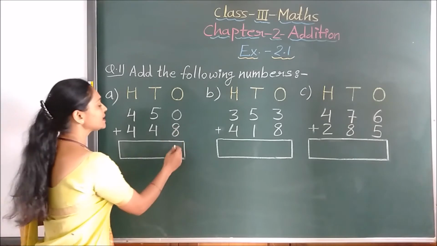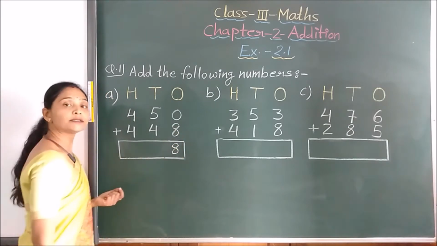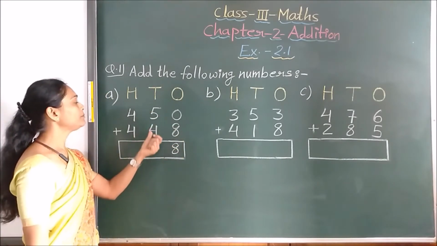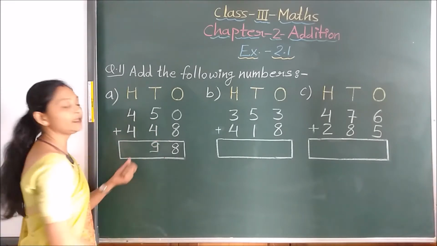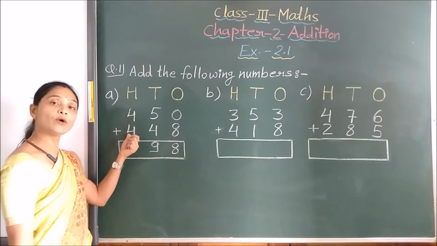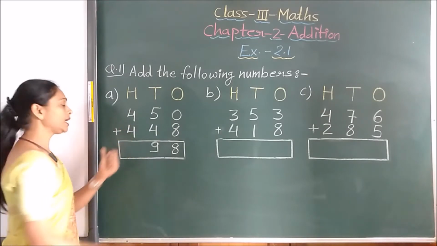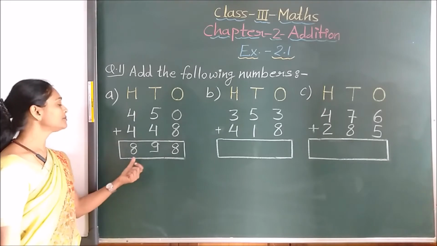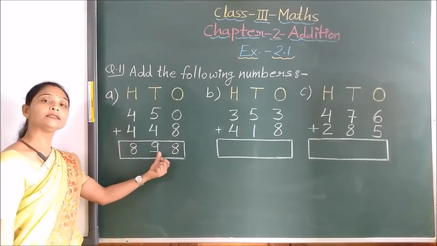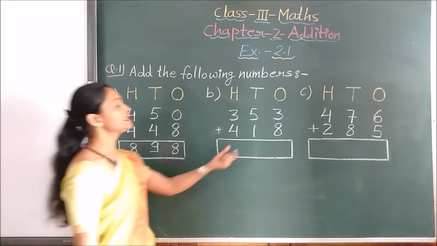Now we have to start the addition from this ones place. So 0 plus 8, how much? It is 8. Then 5 plus 4, 9. So we will write here 9. And then 4 plus 4, how much? 4 plus 4, 8. So we have to write here 8. So this way we got this number, 898.